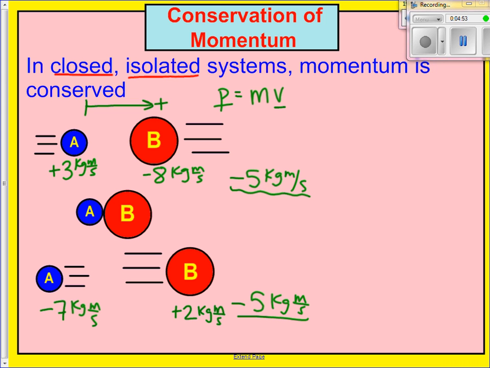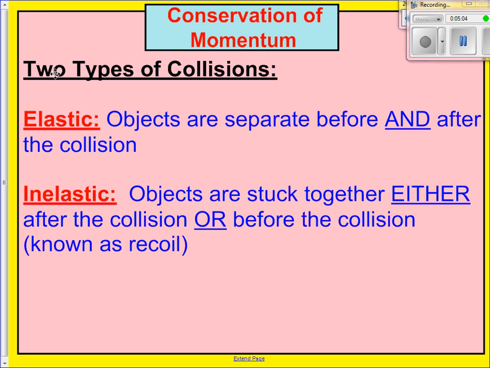And notice that matches up. Ball B is now positive because it's moving to the right. This is a very simple idea of conservation of momentum, and it will prove useful in this video. Now, before we do the math, let's talk about two types of collisions. These are very general descriptions and definitions, but it will get us through what we need to know for collisions and conservation of momentum. There's two types.